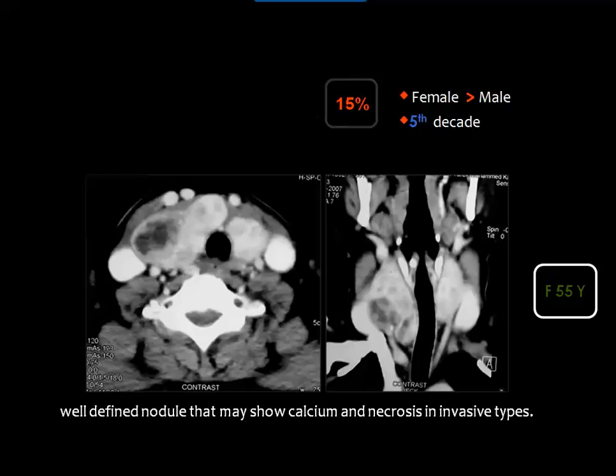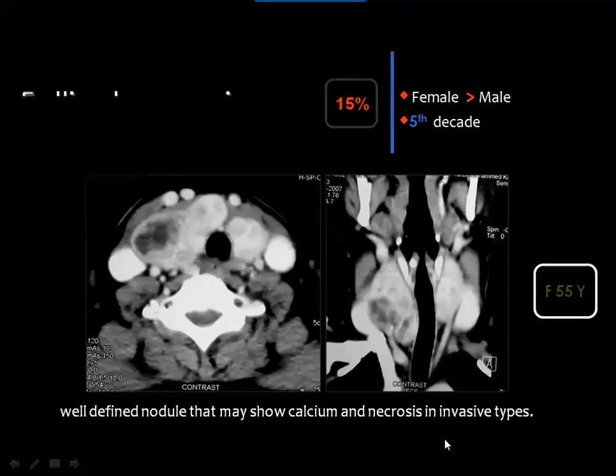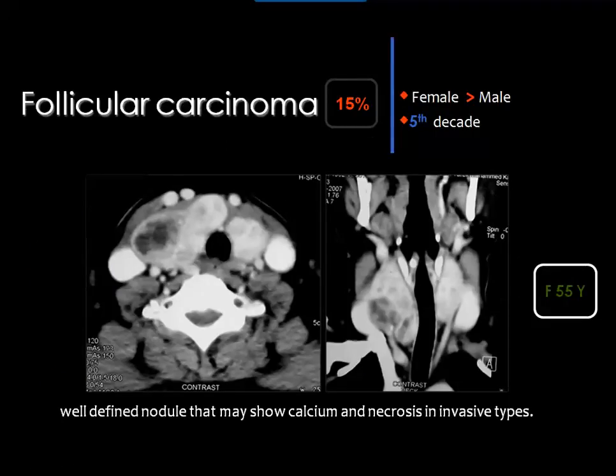And this patient in particular had a papillary thyroid carcinoma of the left thyroid lobe that has been removed. Then he developed a papillary carcinoma in the right lobe. And follicular carcinoma is one of the lesions that is more or less quiescent. And you see a focal lesion in the thyroid gland. It's common in females than in males, usually seen in the 5th decade of life.